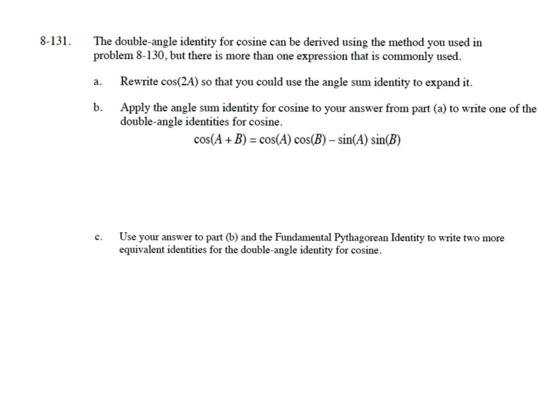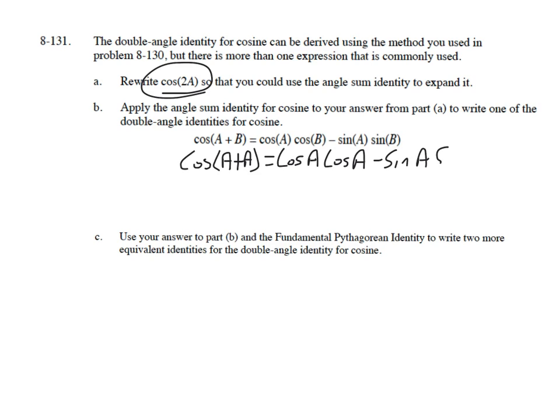Let's do the double angle identity for cosine. And it can be derived using the method we just employed in problem 130. So let's rewrite 2a as the cosine of a plus a. That's equal to, now using our angle sum identity, cosine of a times the cosine of a minus the sine of a times the sine of a.